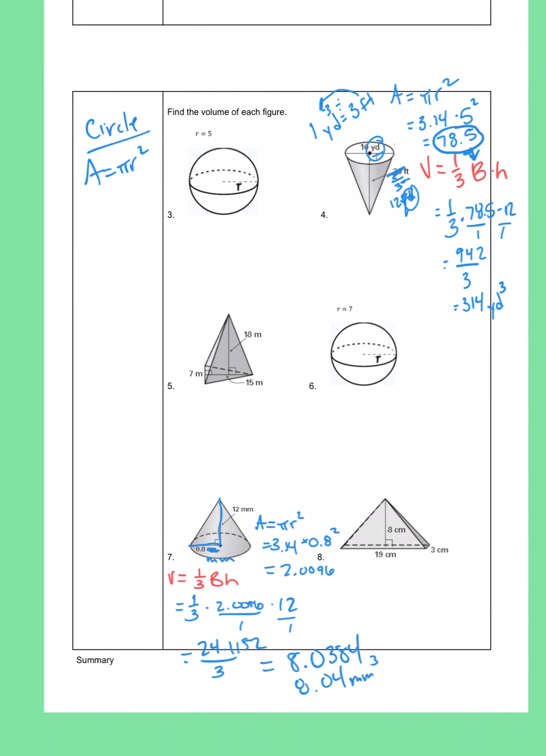So again, we just turned these into millimeters because we're just practicing. But you would have to do like we did in number 4, where we had to convert them to make them match.